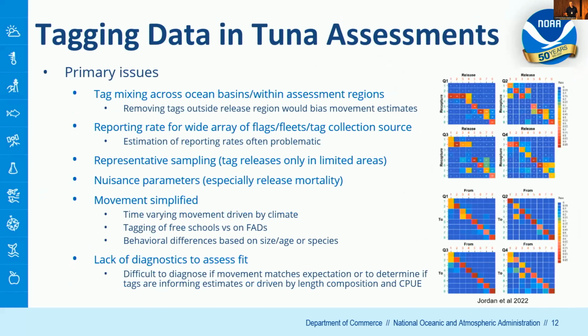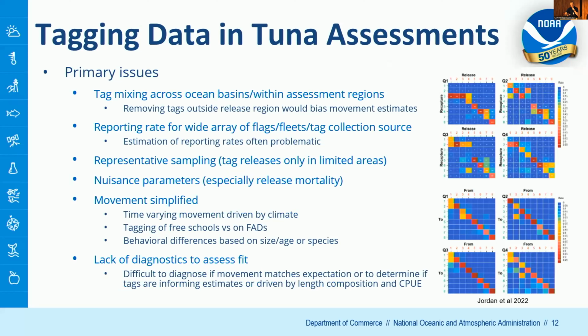And then I think the main issues for the assessments are basically the same as what I just outlined, just generally for tag integrated models. The mixing across large basins is kind of the big one. Estimating reporting rate for multiple flags, fleets, collection sources, things like that. Limited spatial temporal coverage, all of these nuisance parameters, trying to estimate realistic movement rates with limited data.